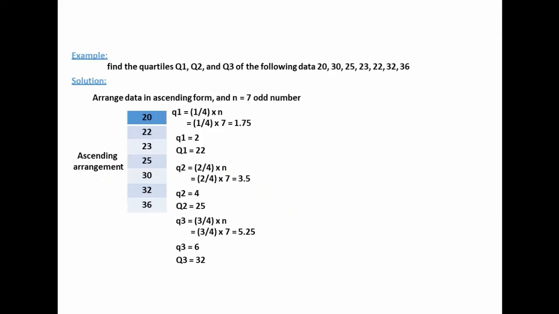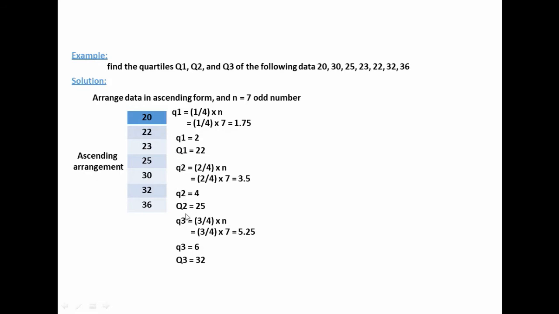Now we can also easily find the position values by using this expression, 1 by 4 multiplied by n, for the position of the q1 value. So this small q1 actually represents the position of the capital Q1. So 1 by 4 multiplied by 7 is equal to 1.75, and 1.75 is approximately equal to 2. So at position number 2, the quartile Q1 lies.